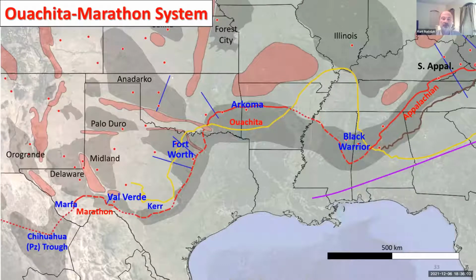So we've kind of ended up here. We're going to talk now about the Ouachita-Marathon system and, in the interest of time, quickly walk through the Black Warrior and Arkoma. Not going to talk much about the Fort Worth, but it fits quite nicely. And the Val Verde foreland associated with this part of the belt, where South America ultimately collided.